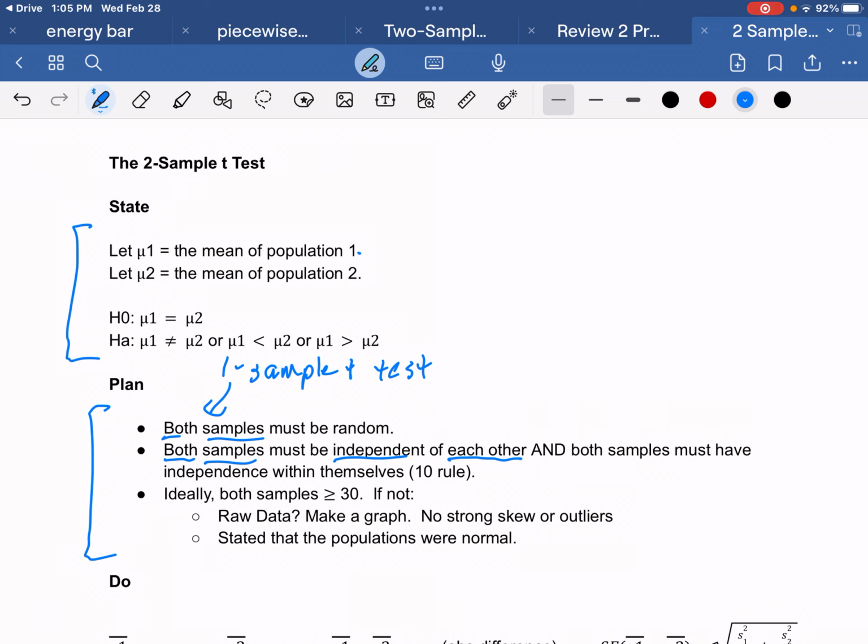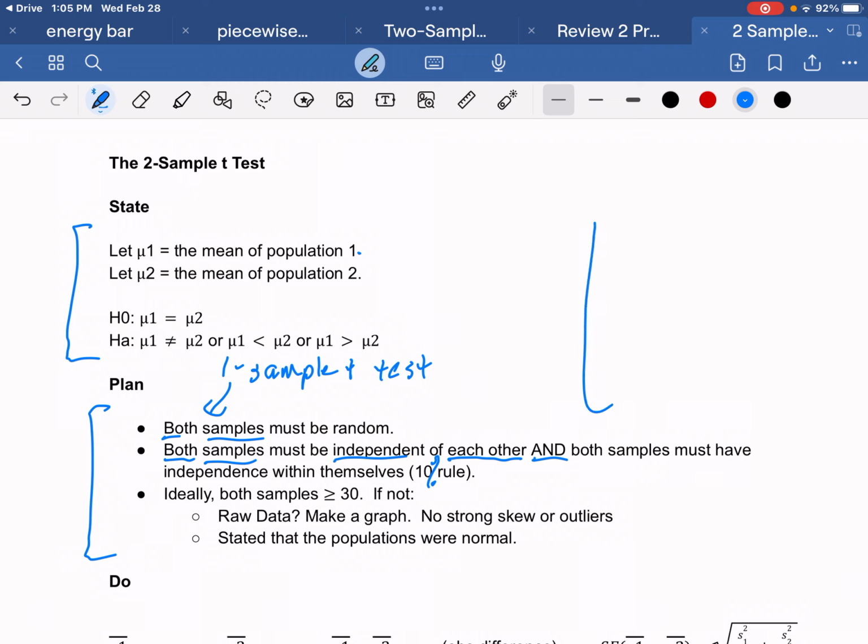So, in other words, you're comparing two populations that should be independent of each other. So you have to make sure that the two samples themselves are independent of each other. But notice this great big "and." Both samples must have independence within themselves, which is usually found by the 10% rule. So basically, what that means is this.